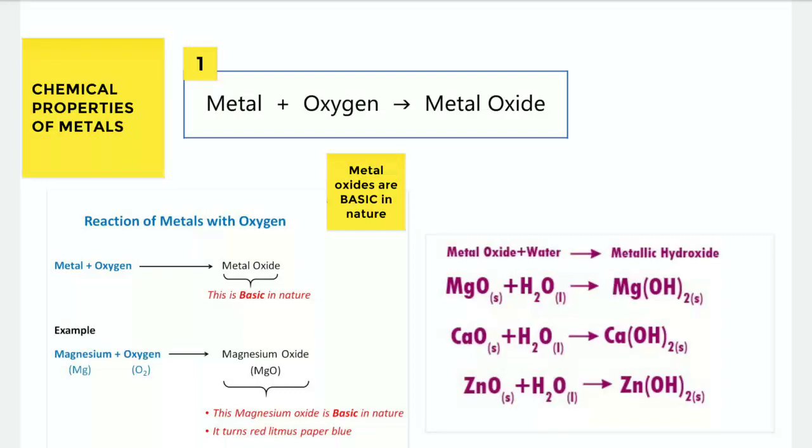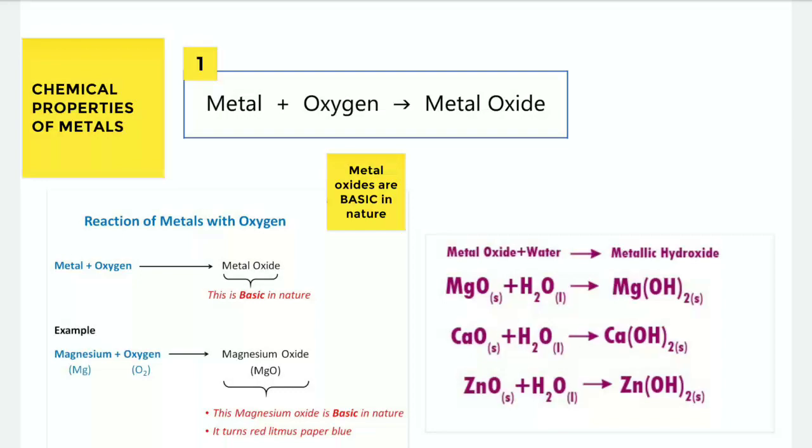We already know that magnesium metal will react with oxygen to give magnesium oxide. Mg plus O2 gives MgO. Likewise, sodium metal will react with oxygen to give sodium oxide. Now the important thing that we have to know here is that metal oxides are basic in nature.